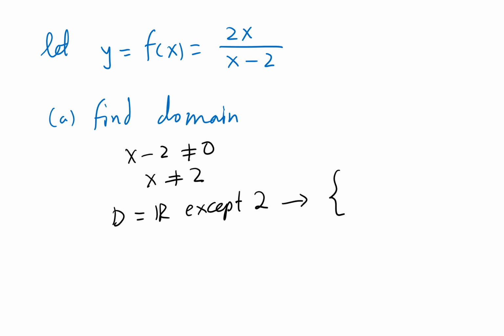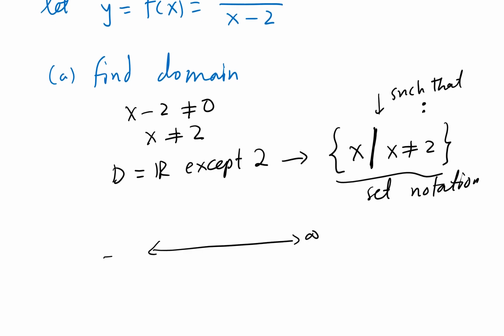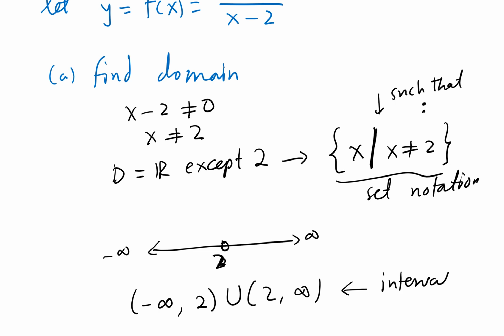Some people write it like this. It's called set notation. It means the domain is all real x values such that, so this slash here means such that, or some people write a colon like this, such that x cannot be 2. In interval notation, on the number line, this is the 2. You can have anything but 2, meaning you can go from negative infinity to 2, union 2 to infinity. This notation tells us it skipped over 2. That's called interval notation. That's the domain.